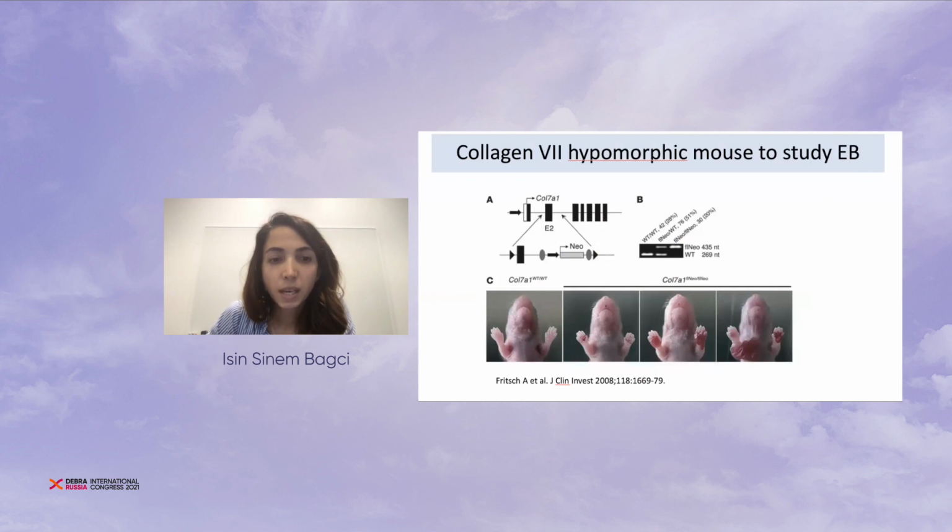Gene replacement attempts were initiated on mouse models, such as this collagen 7 hypomorphic mouse. It expresses collagen 7 at about 10% of normal levels and resembles human dystrophic EB with blistering, nail dystrophies, and mitten deformities.